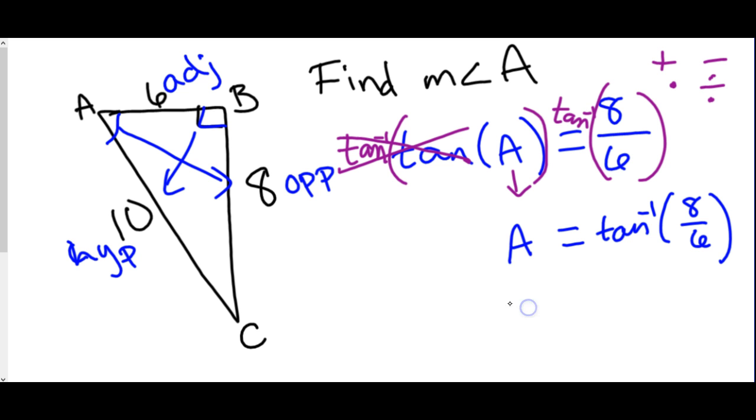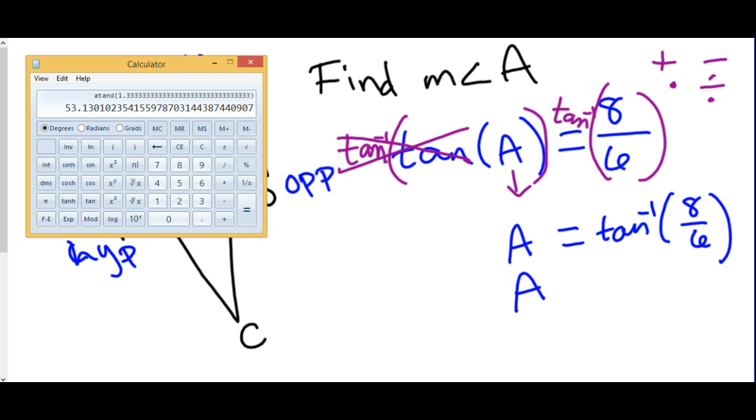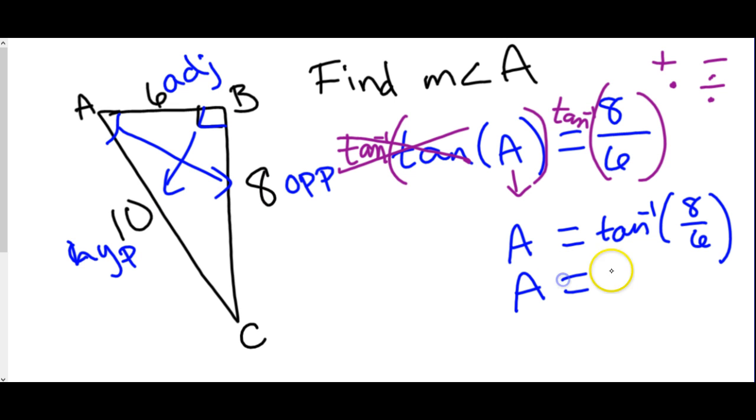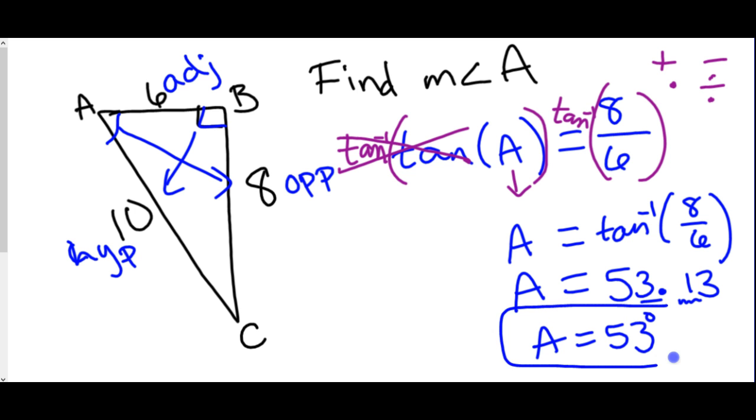Okay, so that means angle A is 53.13. Now this one they often say to the nearest whole number. So we look at 3, that's either going to stay a 3 or go up to a 4. The number next to it is a 1, which means we stay at 53 degrees. So that completes our discussion on the tangent functions.